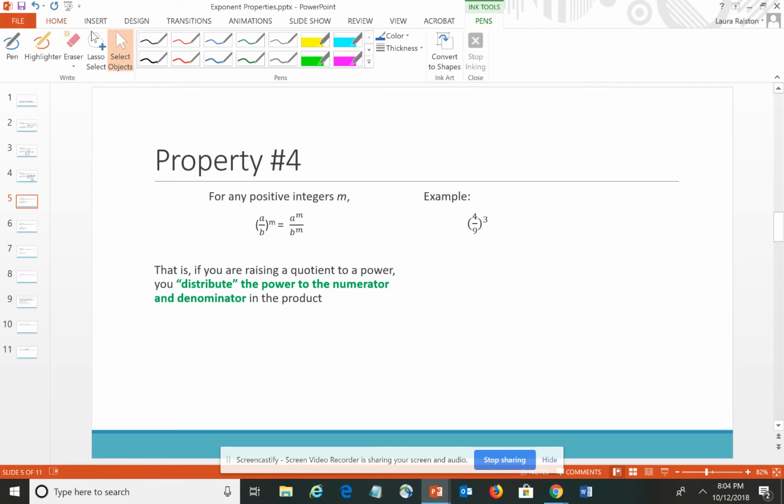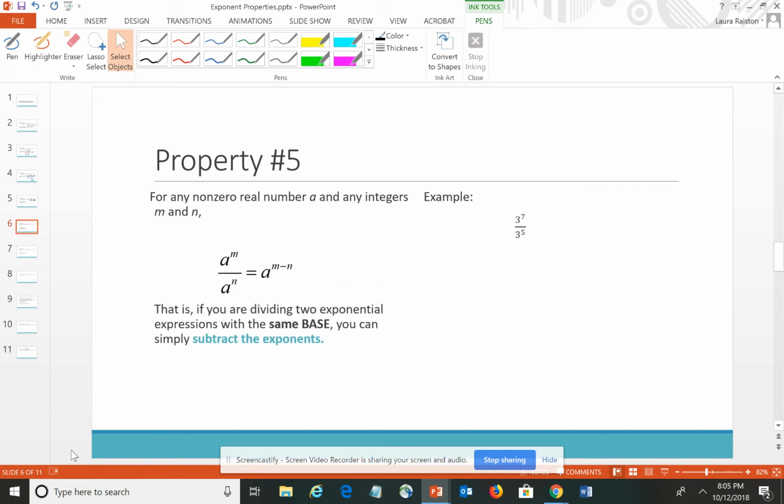The same thing is true if you have a quotient. If you have a quotient and it's raised to a power, again, you have to distribute that power to both the numerator and the denominator. So if we have 4/9 to the third, again, basically we've got to distribute the 3 to the numerator and the denominator so that it becomes 4 to the third over 9 to the third, and then we can simplify that. 4 to the third is 64. 9 to the third is 729. Okay, so again, it's the idea of distributing it to all the pieces within the parentheses.